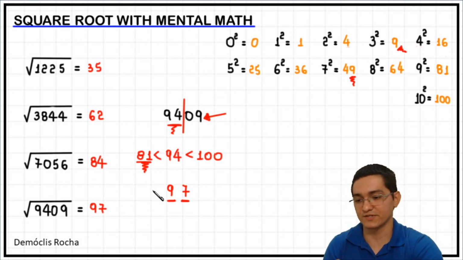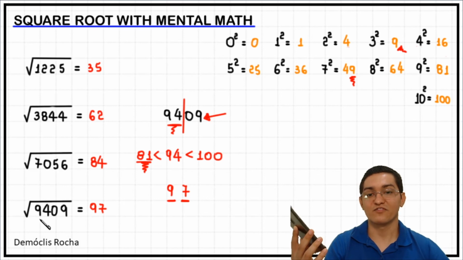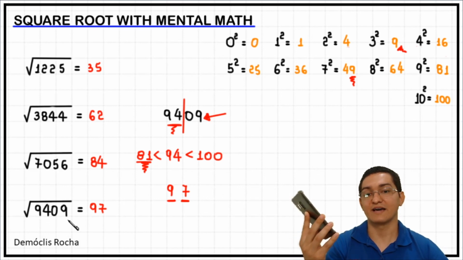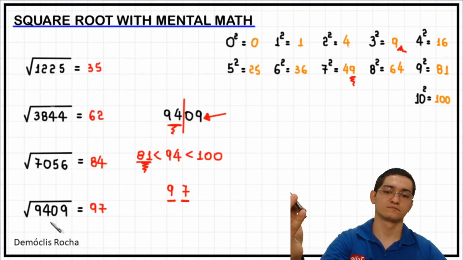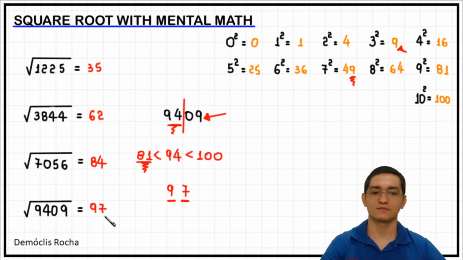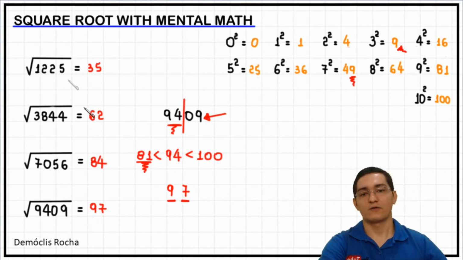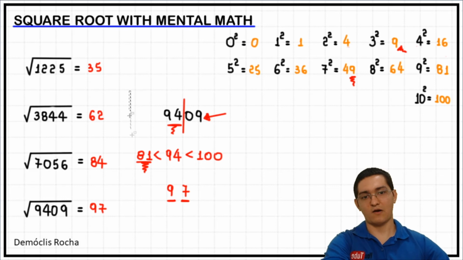Let's check this final result. What is the square root of 9,409? Square root of 9,409 is 97. It's correct. I will leave you some exercise now.